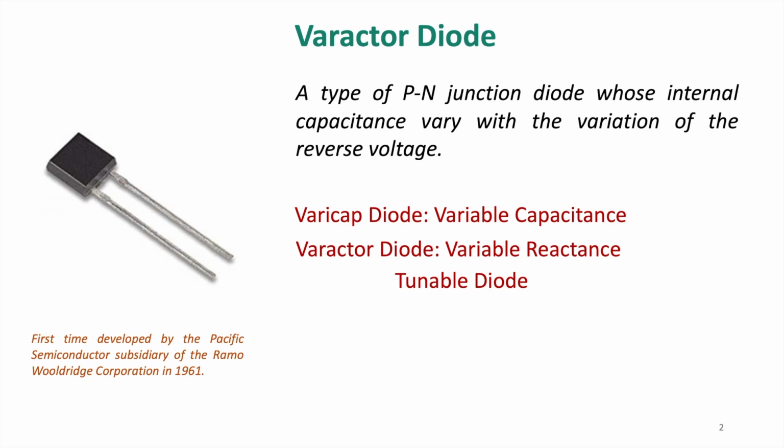This is a very important property and this kind of diode is very useful when we want to change the capacitance in the circuit using external voltage. And due to this, varactor diodes are specifically used in RF communication systems.